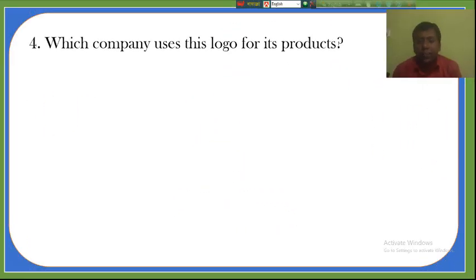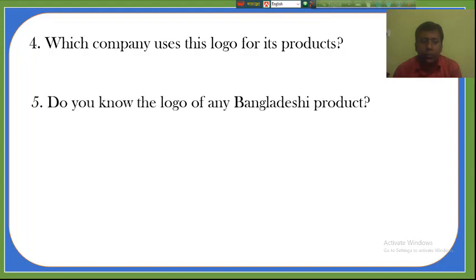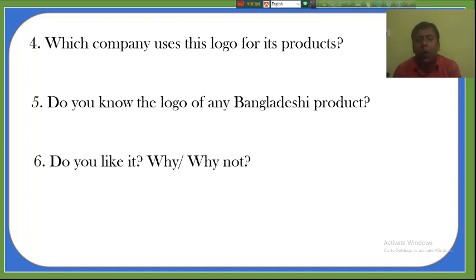Then, my dear beloved students, which company uses this logo for its products? And do you know the logo of any Bangladeshi product? The answer, do you like it? Why or why not? Dear students, now can you imagine which company uses this logo for its products?